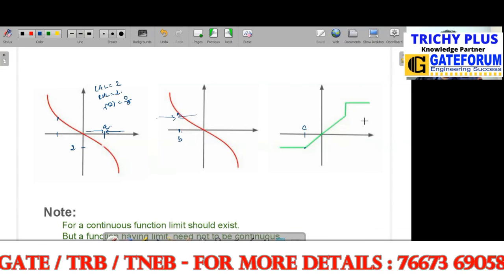And coming to this point D, continuous or not? Discontinuous. Why? The value is changing from one point to another point, and f of D is not a particular value. Basically we can say it is an indeterminate value. F of D is indeterminate.